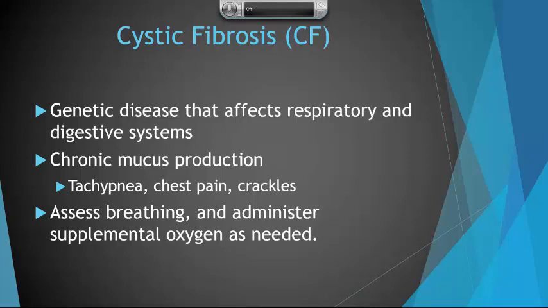Pediatric patients may present with tachypnea, chest pain, and crackles. It may be difficult to separate acute exam findings from chronic disease. Assess work of breathing by observing for signs of accessory muscle usage, tachypnea, and nasal flaring. Provide supplemental oxygen as needed. Vascular access is generally not needed for cystic fibrosis.